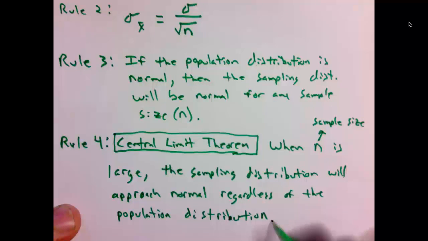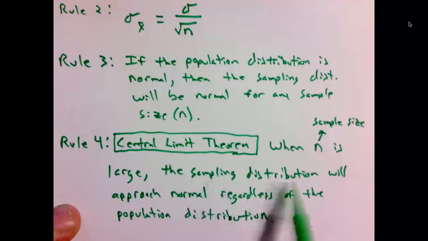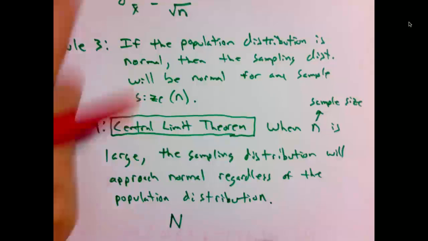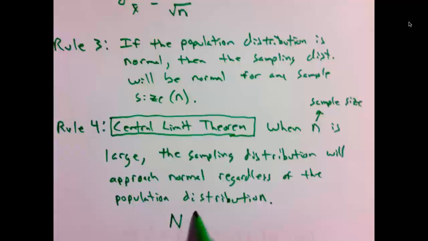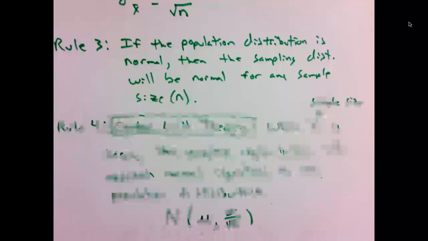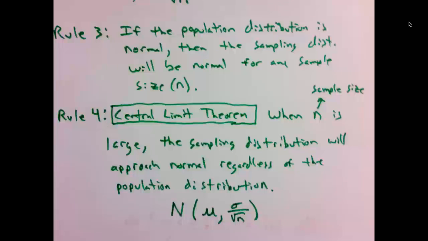And this normal sampling distribution will have the distribution that is listed in Rule 1 and Rule 2. It's going to be normally distributed with the mean that is the population mean, and the standard deviation is going to be the population standard deviation divided by the square root of n. So this is directly from Rule 1 and Rule 2. All right, let's look at an example problem or two.